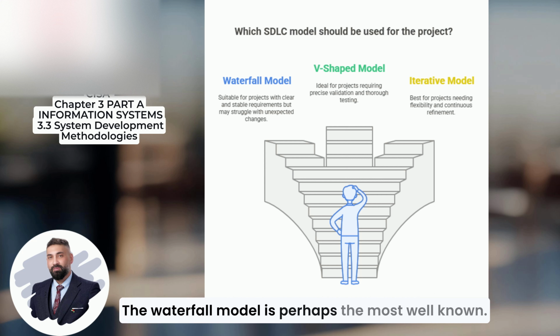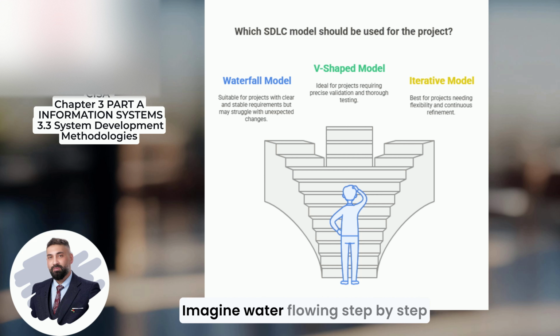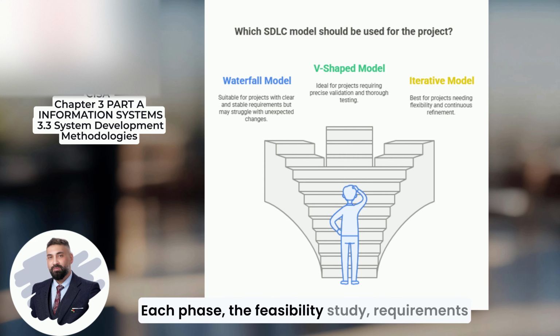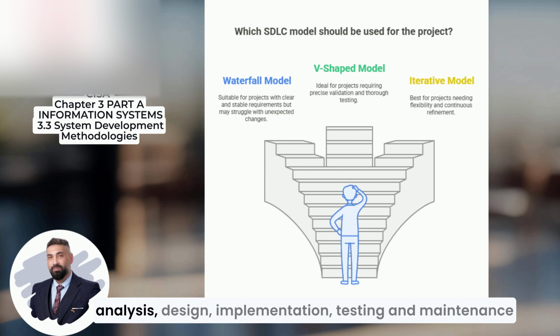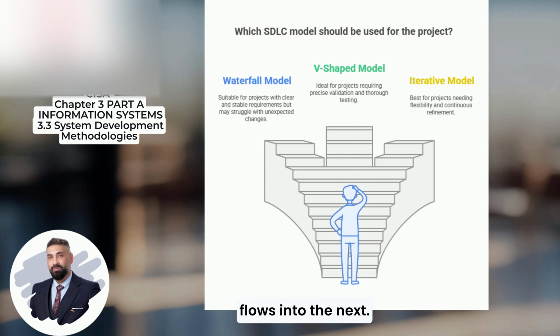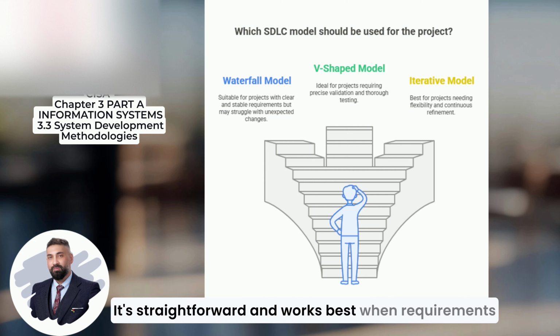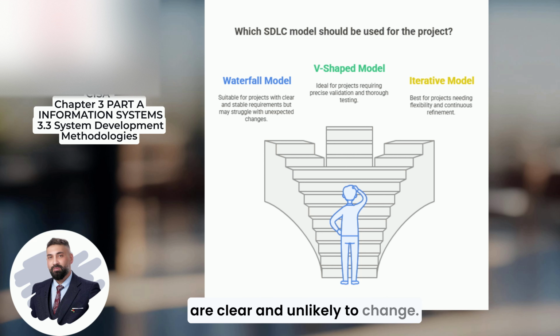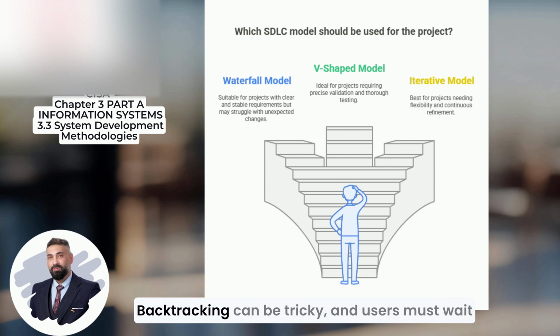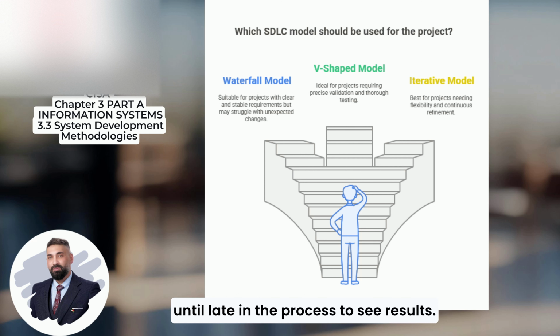The waterfall model is perhaps the most well-known. Imagine water flowing step by step down a series of rocks. Each phase, the feasibility study, requirements analysis, design, implementation, testing, and maintenance, flows into the next. It's straightforward and works best when requirements are clear and unlikely to change. But that predictability comes at a cost. It can be rigid. If something unexpected arises, backtracking can be tricky, and users must wait until late in the process to see results.